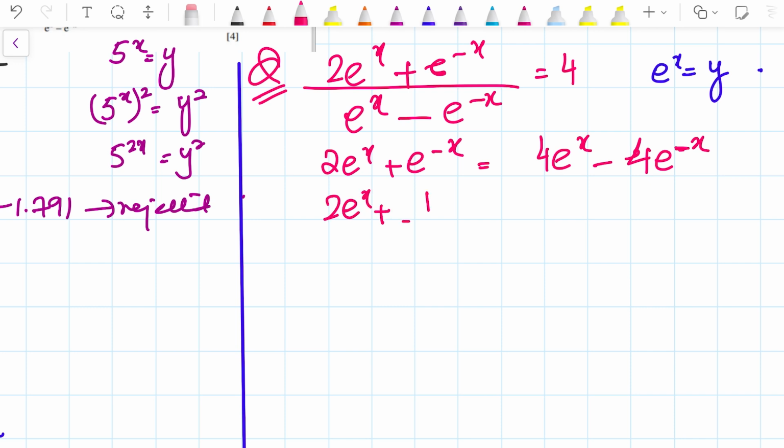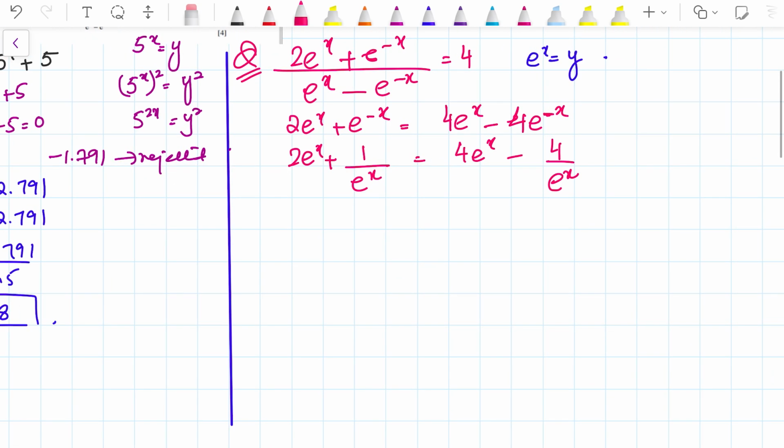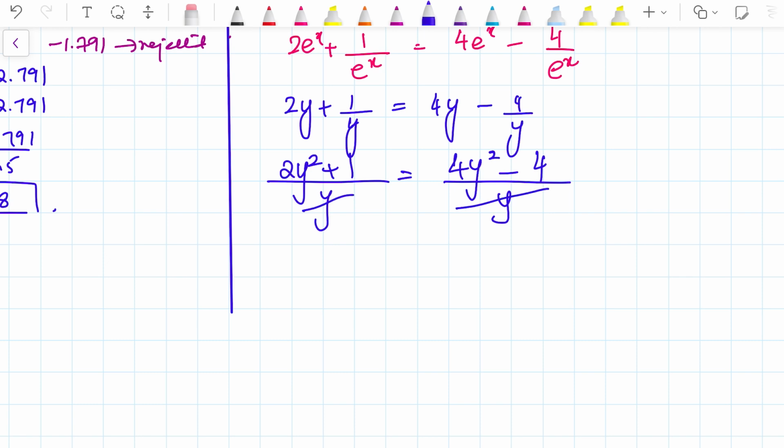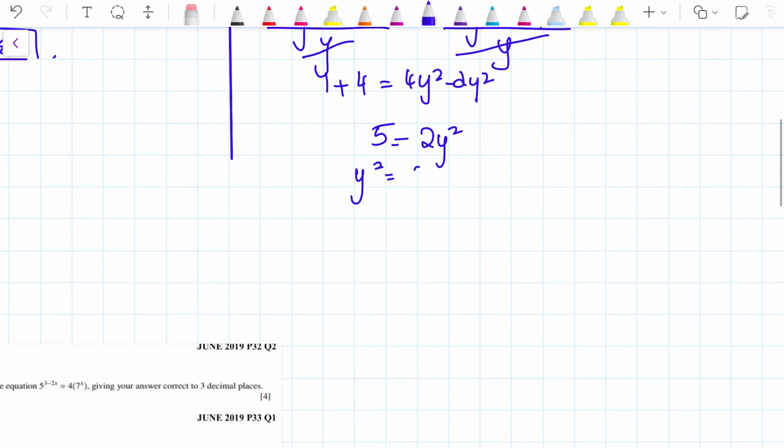2e^x plus 1 upon e^x. Now input the substitution, we get 2y plus 1 upon y equals 4y minus 4 upon y. Let's take the LCM. Basic math needs to be strong if you want to do P3 math. This y cancels out. 1 plus 4 equals 4y square minus 2y square. 2y square equals 5. Y square equals 2.5.